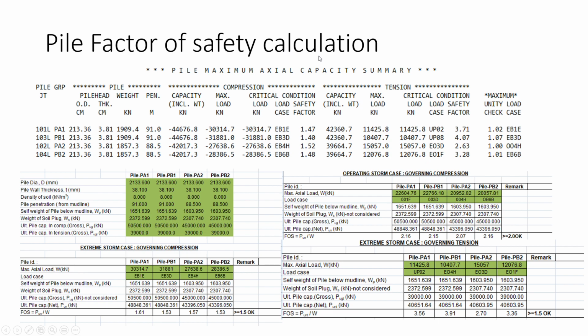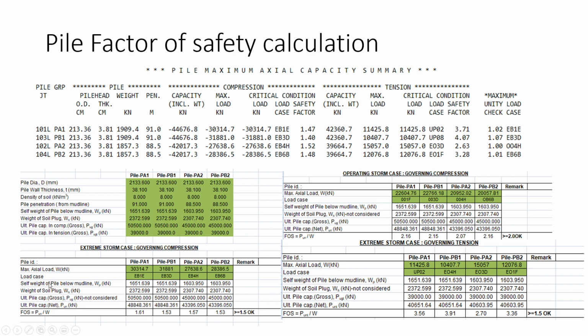Once everything is set, we have to run the program. We will get the maximum pile load in compression. We have to check this load against the pile factor of safety. For the extreme case, the factor of safety should be greater than 1.5. For the operating case, it should be greater than 2. For the tension case, it should be greater than 1.5 for the extreme case. What is this pile factor of safety? It is nothing but actual load divided by allowable load. So whatever the actual load is, divided by the allowable load, that is the only calculation.